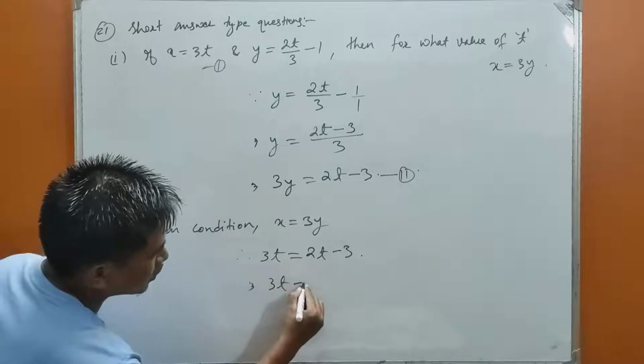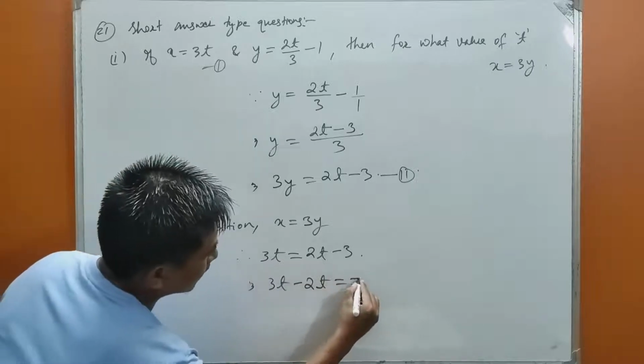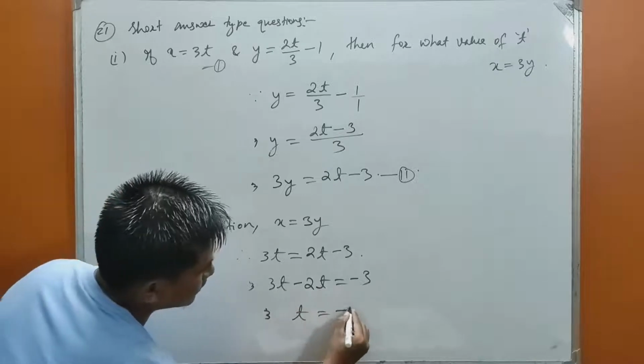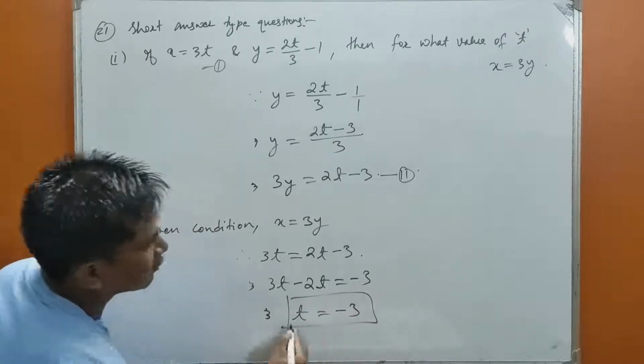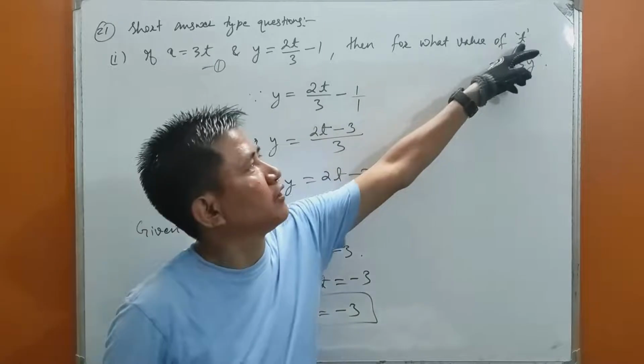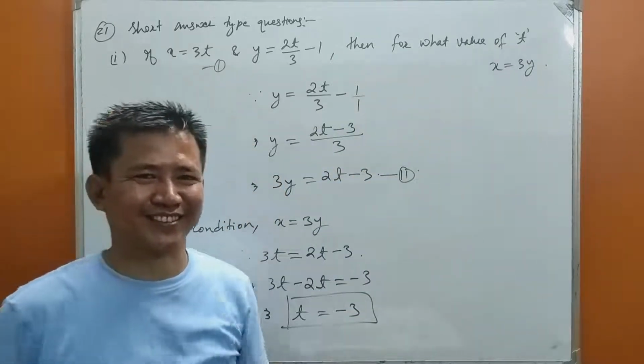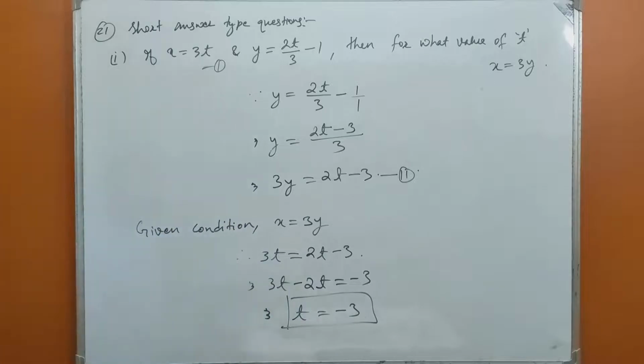3t minus 2t equal to minus 3, or 3t minus 2t is t equal to minus 3. We were asked to find the value of t, isn't it? For what value of t? So the value of t is minus 3. This is the answer. Okay, now let's go to question number 2.